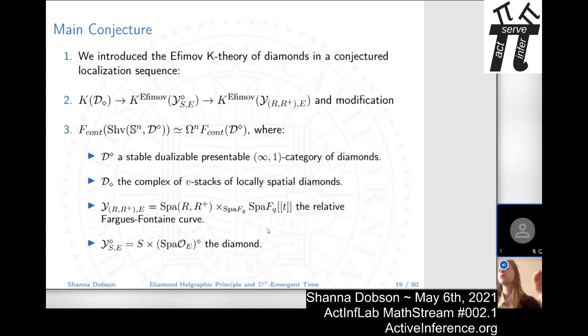So you have this level, let's go up a higher level. K theory is actually looking at what makes things unified at that higher level. So it's cool. This D upper diamond is a stable, dualizable, presentable infinity one category of diamonds.